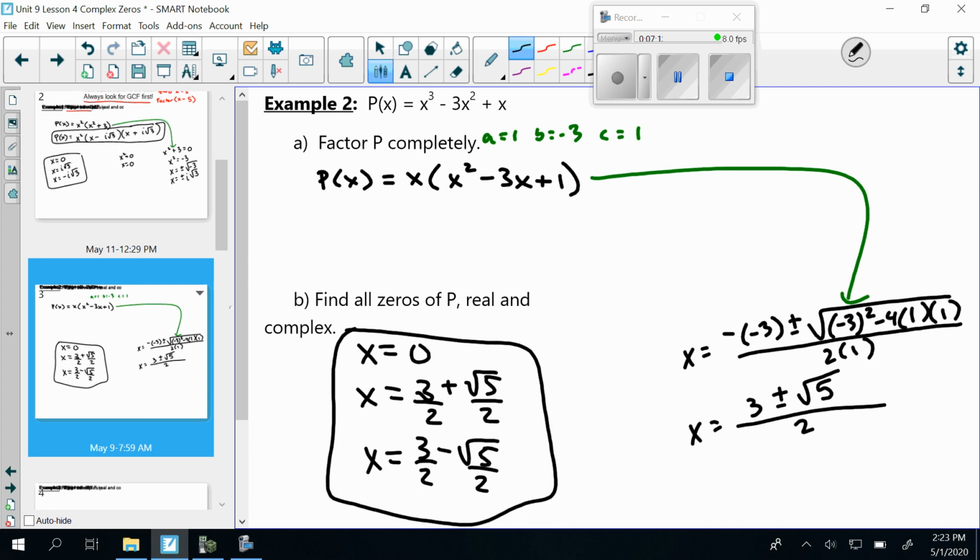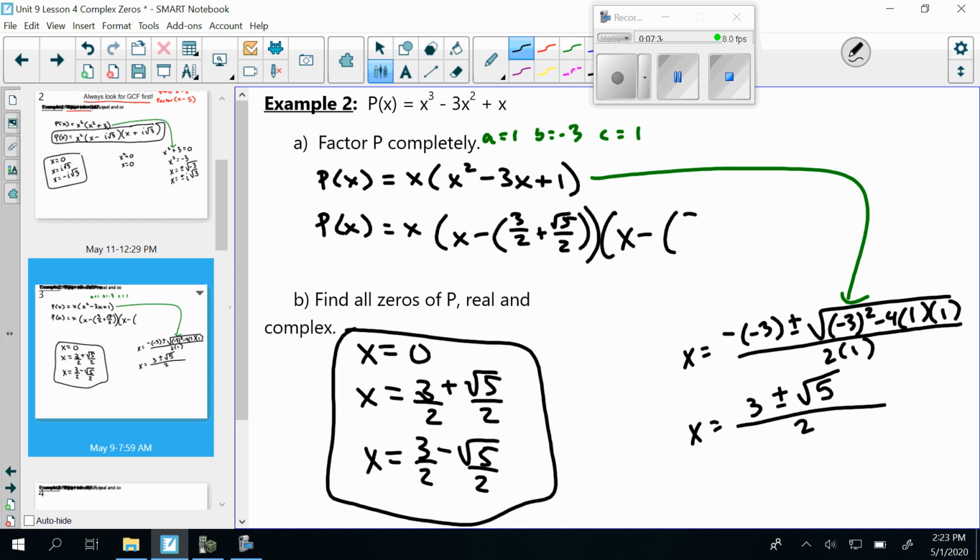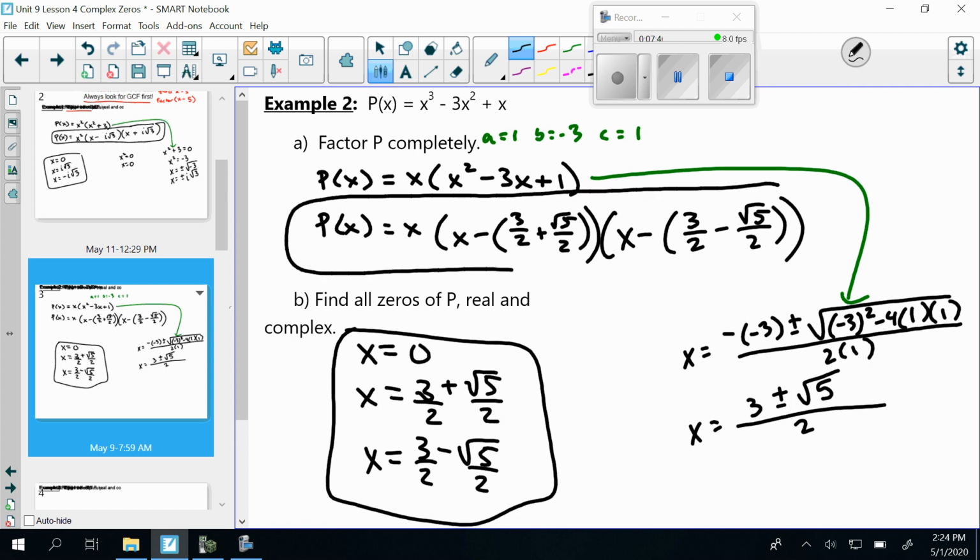What is our factors then? We should have a factor then for all these. So we got this factor of x, and then we got x minus our zeros. So we got x minus this factor of 3/2 plus square root of 5 over 2. And then we got this other one of x minus 3/2 minus square root of 5 over 2. And those would be our factors. So the factored form of this one would be right here.